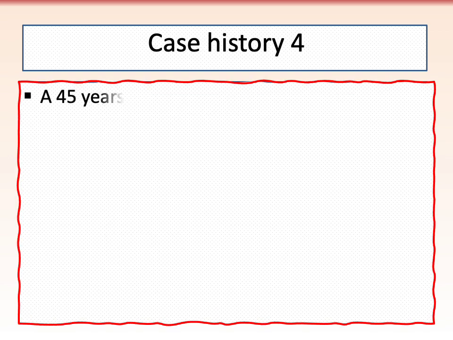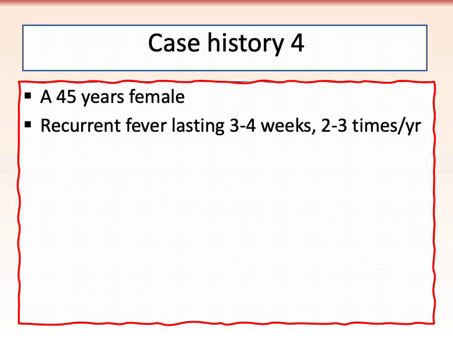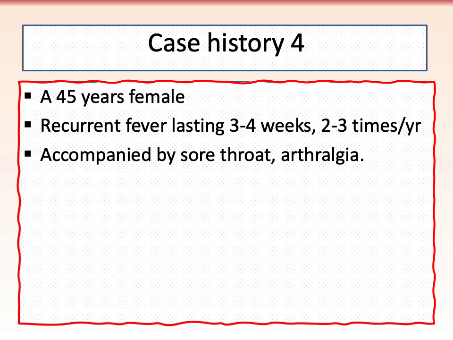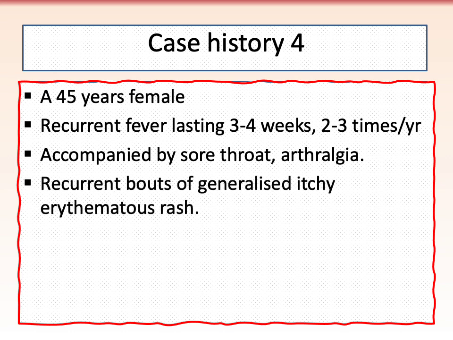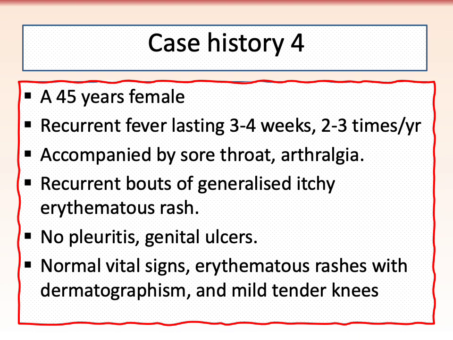Let's start with our case 4, a 45-year-old female with recurrent fever lasting 3 to 4 weeks that occur 2 to 3 times a year, accompanied by sore throat, arthralgia, and recurrent bouts of generalized itchy erythematous rash. There was no history of pleuritis or genital ulcers. Her vital signs were stable. There was erythematous rashes with dermatographism and mild tender knee joints.